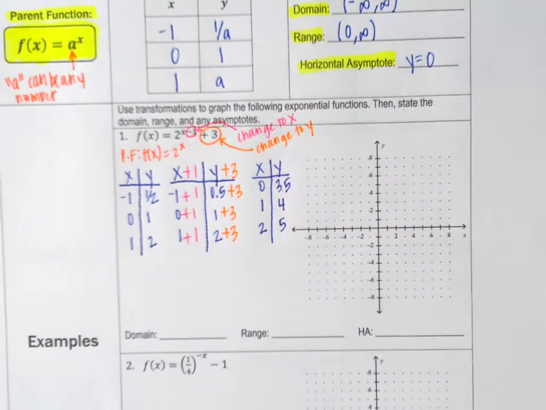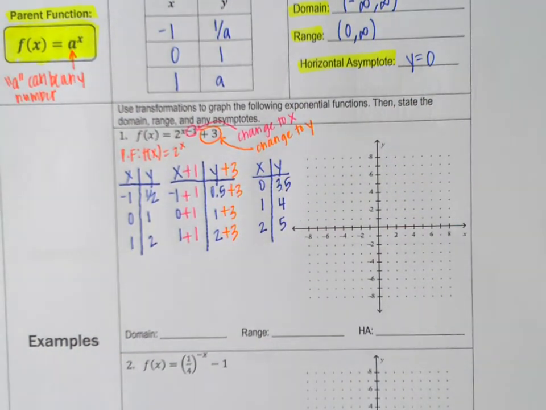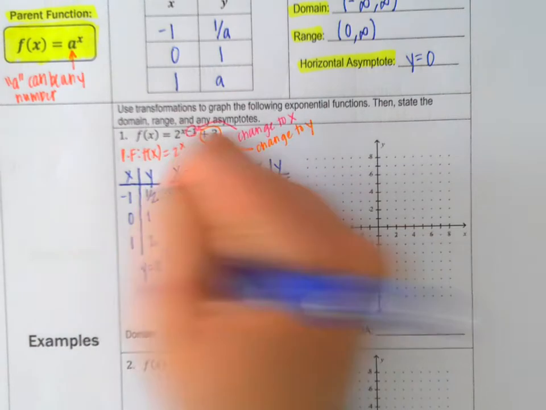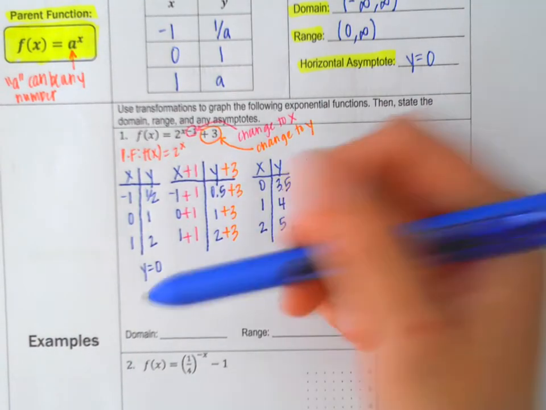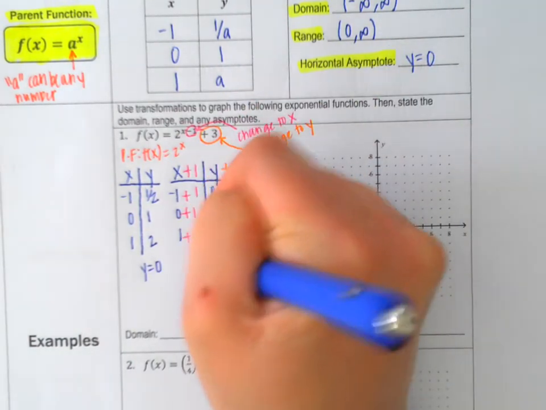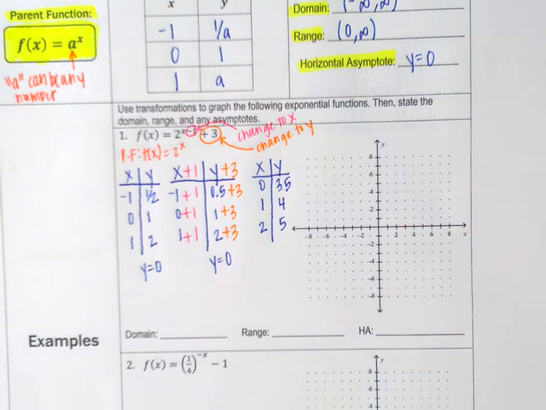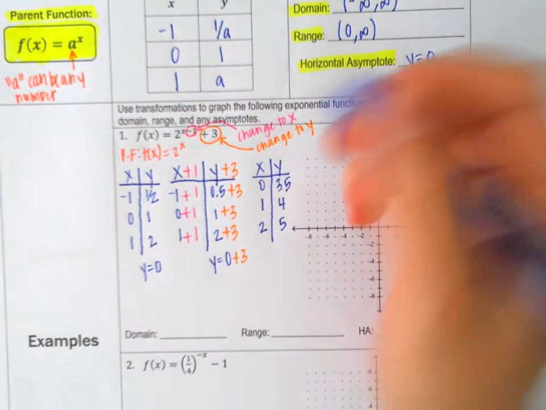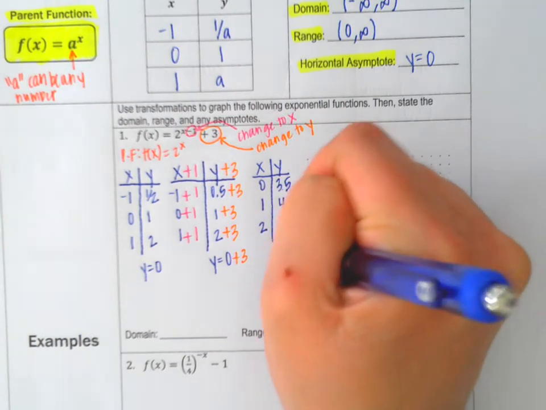Now, before I graph this, I always want to graph my horizontal asymptote first. Remember, with your parent function, it's originally y equals 0. Well, we think, okay, it's y. What happened to all of our y values? Well, it was added 3 units. So that means my new asymptote is going to be at y equals 3.